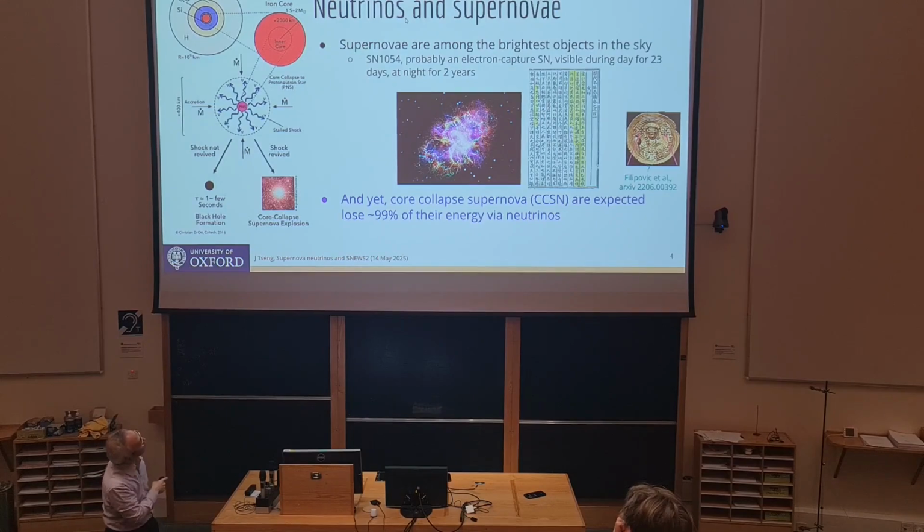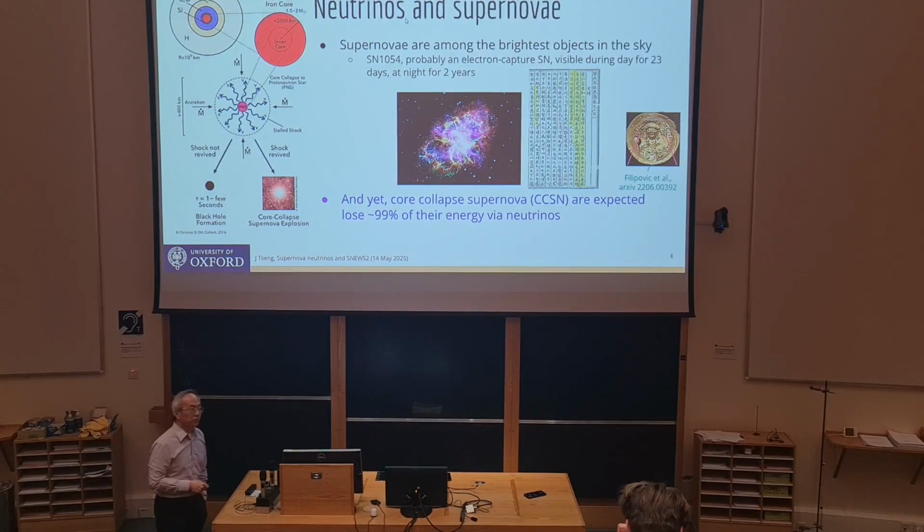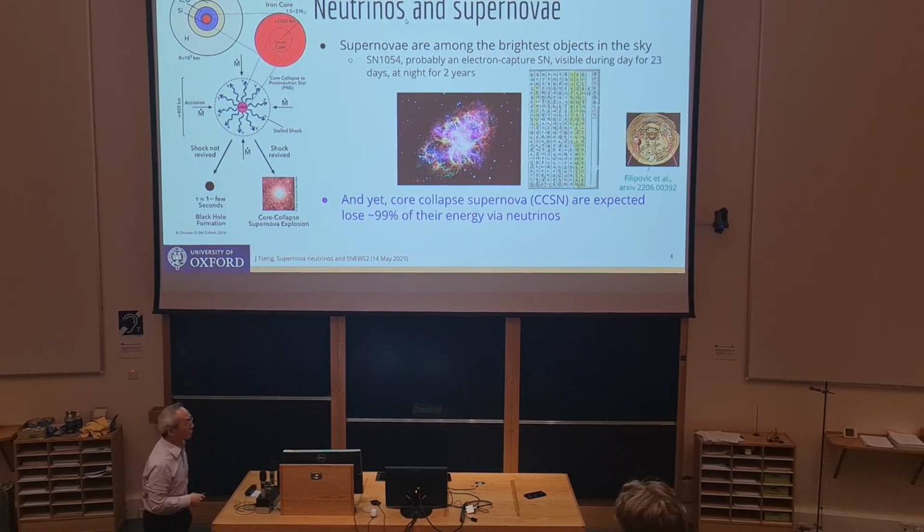Well, in fact, I don't remember the number exactly, but I think 23 days. So visible during the day for 23 days and at night for 2 years. That may actually come from historical records describing the supernova. And we actually have quite a few historical records of this kind. The most detailed ones, I think, are the ones that come from China around that time.